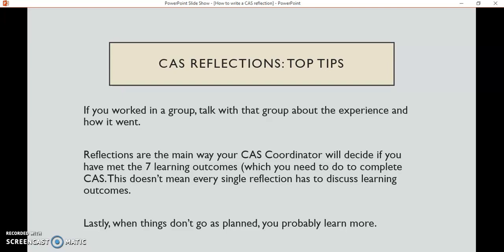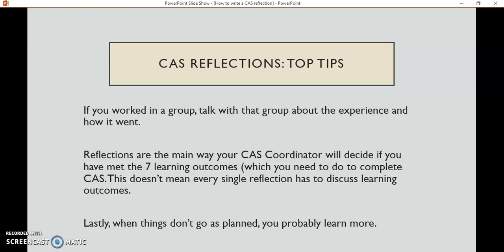Secondly, the reflections are the main way that your CAS coordinator is going to decide if you've met the 7 learning outcomes. If you remember, you have to meet those to complete CAS. So obviously if you've done 30 experiences, it doesn't mean you have to do a reflection for every single one, okay? You just have to make sure you've met the 7 learning outcomes at least once during the 18 months that you do CAS. That's really important. And your CAS coordinator is going to look at the reflections pretty carefully to make sure that you've met those learning outcomes. So talking about those learning outcomes will make it a little bit easier for the coordinator to see, obviously, where you've met them.